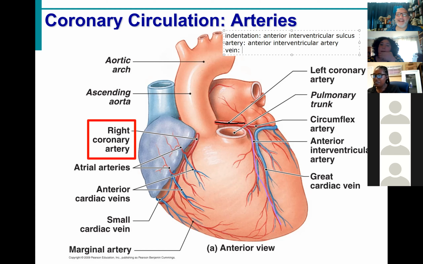So what did the anatomists call it instead? The great cardiac vein. There you go. Excellent.